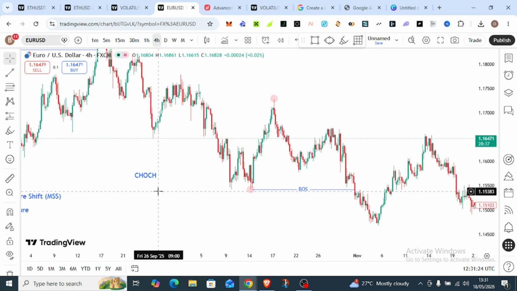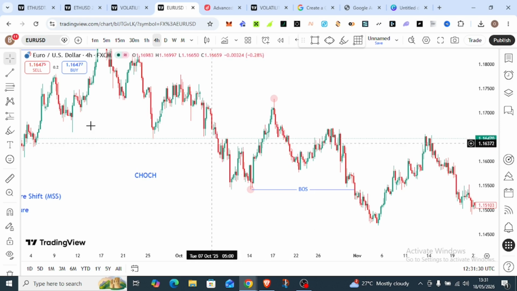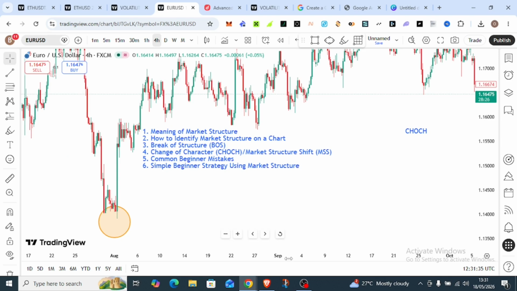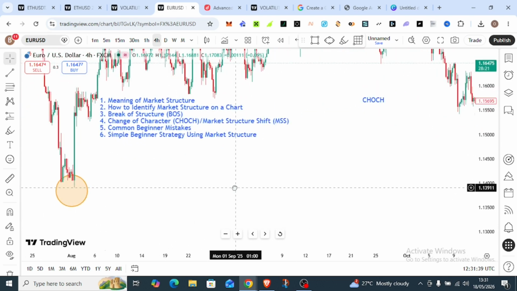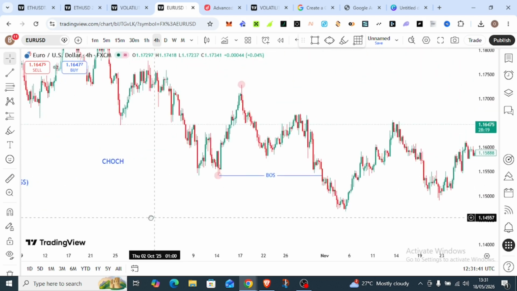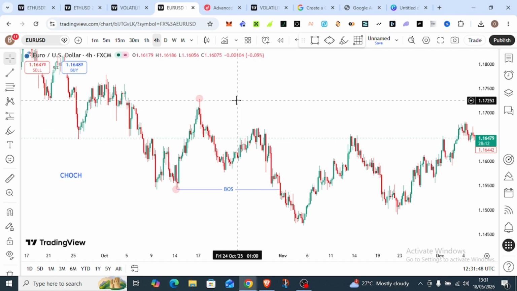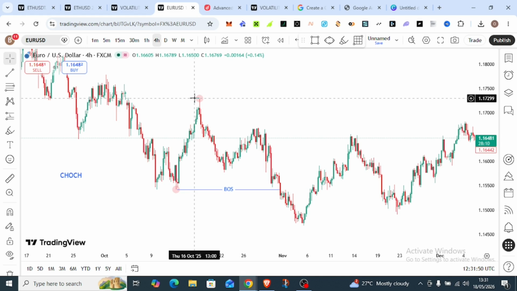Example, uptrend suddenly breaks previous higher low. What we have here now for uptrend, if price comes and breaks this higher low and closes below it, we will have a change of character. Then in a bearish scenario, if price comes and breaks this lower high and closes above it, it becomes change of character. So that's it.